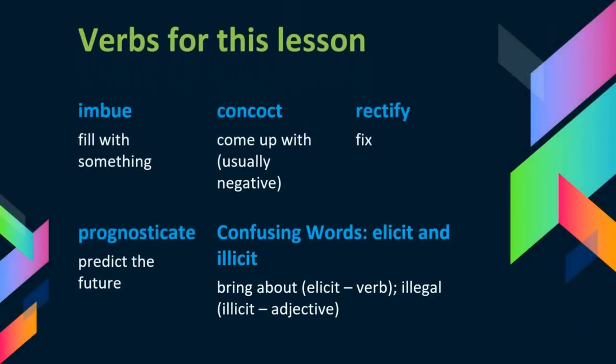And now let's do a quick review of our verbs for this lesson. Imbue, fill with something. Concoct, come up with, usually something negative, like robbing a bank. Rectify, to fix. Prognosticate, to predict the future. And elicit, to bring about, which is a verb. And illicit, which means something is illegal. It's an adjective.